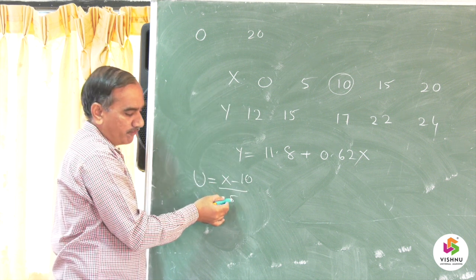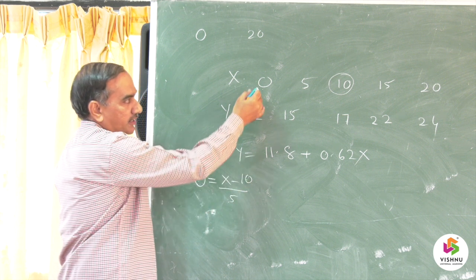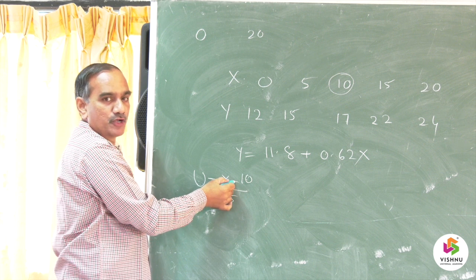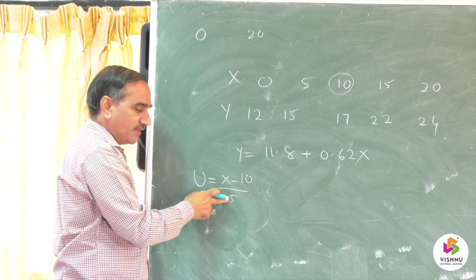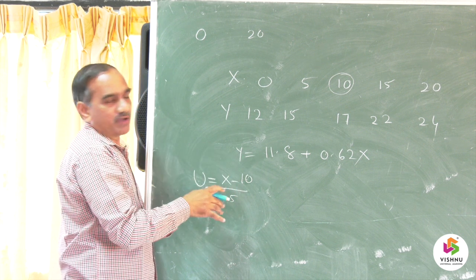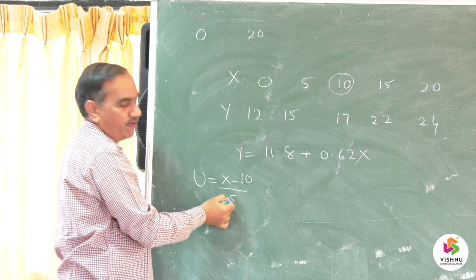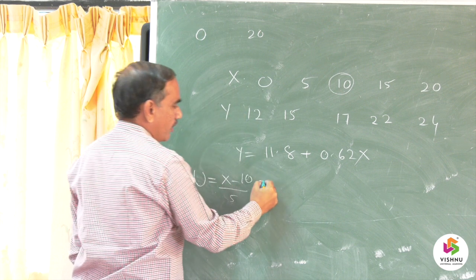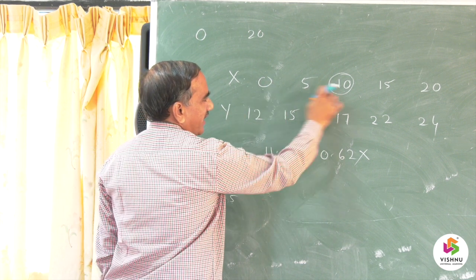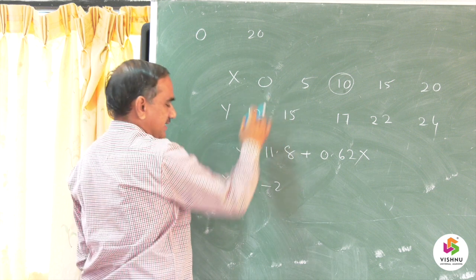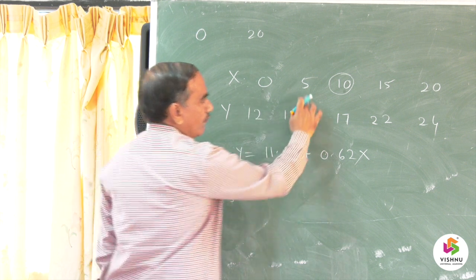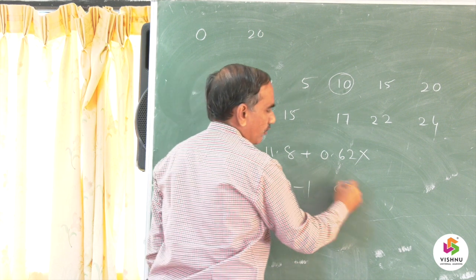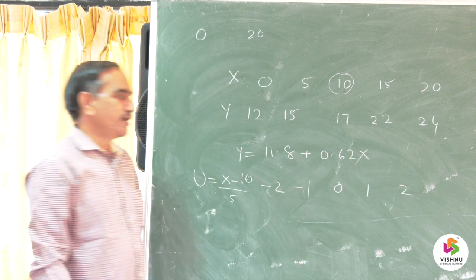So by dividing by 5, we can reduce the magnitude of the x values. By subtracting, it will reduce to some extent. By dividing by 5, we can reduce more. So x minus 10 by 5. Now u value is equal to minus 2: 0 minus 10, minus 10 by 5 is equal to minus 2. 5 minus 10, minus 5 divided by 5, minus 1, 0, 1, 2. So these are the u values.